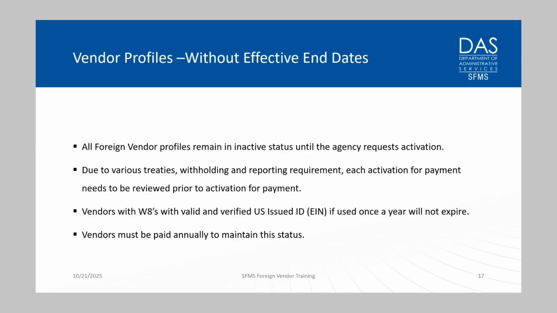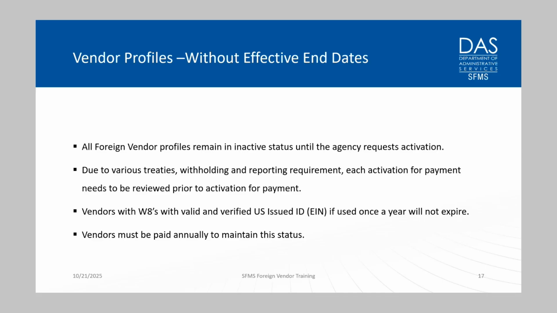Okay. Now we're going to talk about vendor profiles without effective end dates, because that is a majority of what we have and what we maintain in STARS. So basically, all foreign vendor profiles remain in inactive status until the agency requests activation. Due to various treaties and withholdings and reporting requirements, each of these activations for payment needs to be reviewed prior to activation for payment. That's one reason we do it.